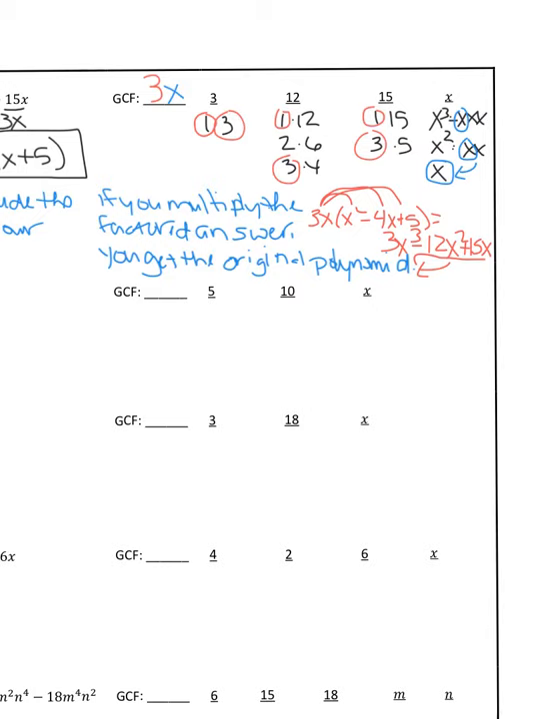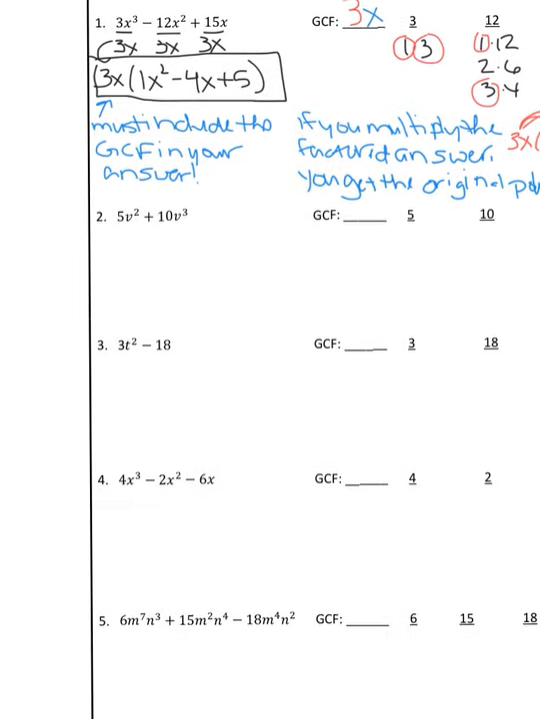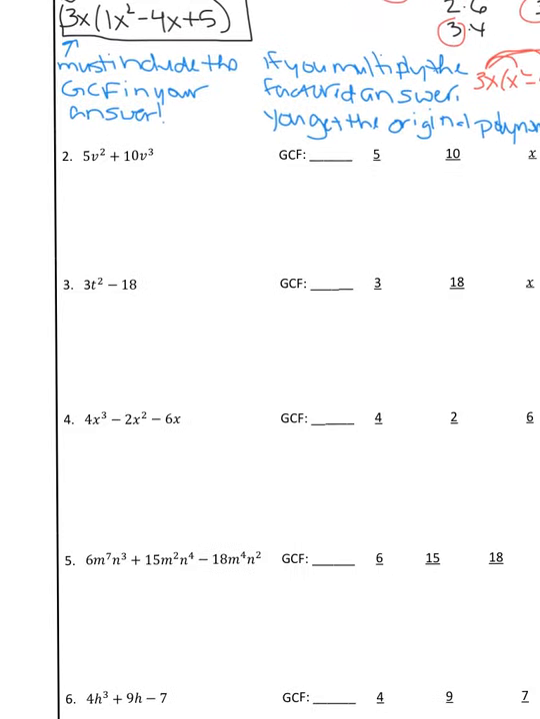So that's why you have to have that GCF out front, because factored form is just the opposite of multiplying it back out. Okay? So make sure you don't forget that, because I hate when I take points off of students' work because they forget to put that in. It's super important. All right, so let's try another one.